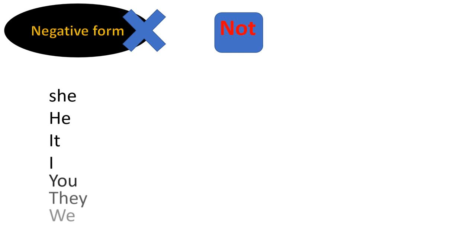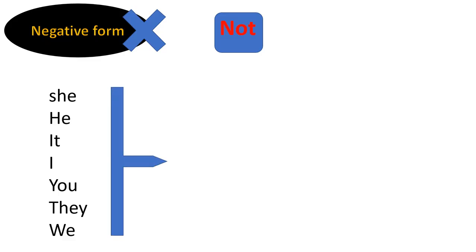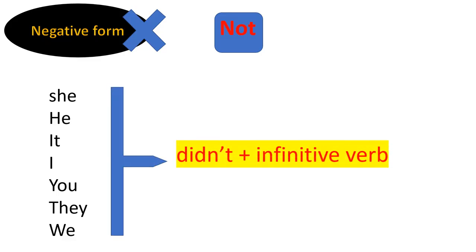We start the English statement with the subject, whether nouns or pronouns. She, he, it, I, you, they, we. These are subjects. After the subjects, if it's plural or singular, we use didn't plus infinitive verb. Didn't plus basic verb without any additional thing. So we use didn't plus infinitive verb.